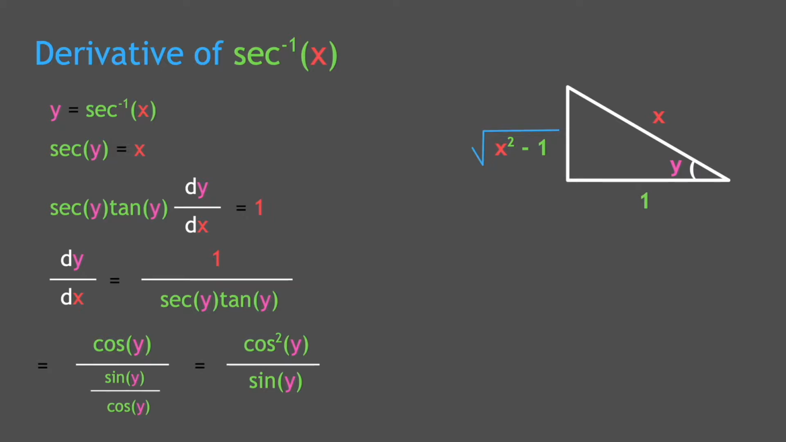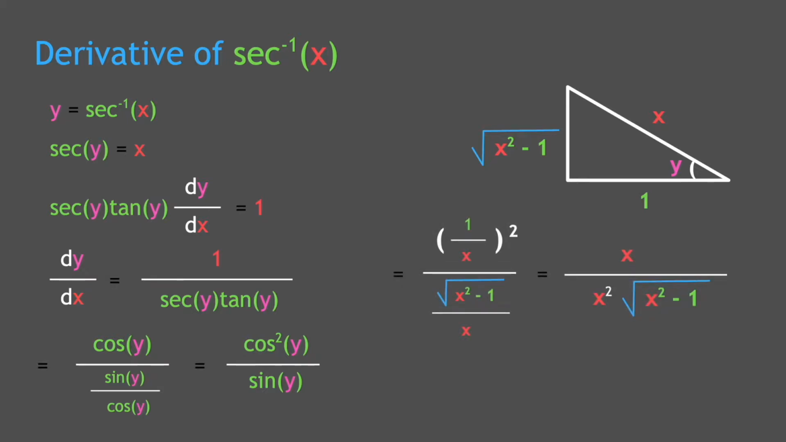From here, we're going to replace our trig functions with functions with respect to x, which is going to be coming from the triangle that we have. So dy over dx will be equal to 1 over x and then squared, and then divided by the square root of x squared minus 1 divided by x. This will then be equal to x divided by x squared times the square root of x squared minus 1. But what we want to do is simplify a little bit more and have 1 over x times the square root of x squared minus 1.